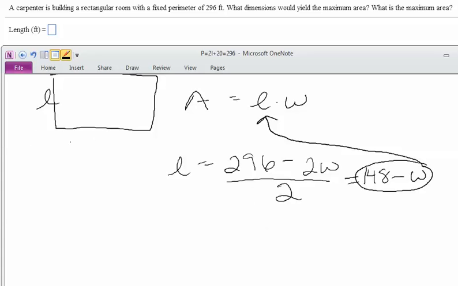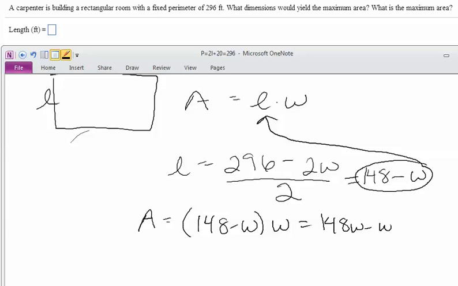Let me do that then. So the area will be equal to 148 minus W times W, which is 148W minus W squared. So this is a quadratic, and the A is the coefficient in front of the square term, which is -1. And when you have an A that's negative, you know that your quadratic function, whose graph is a parabola, will open down. And so the vertex will be the maximum. The vertex is a maximum.